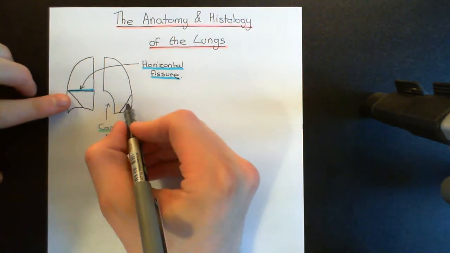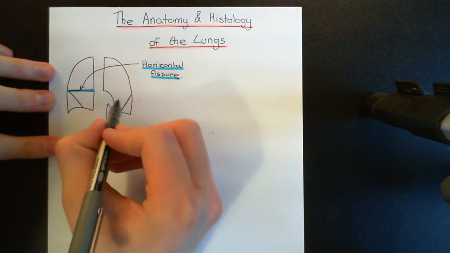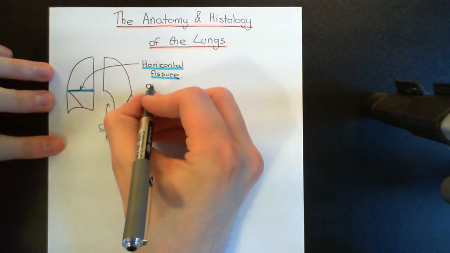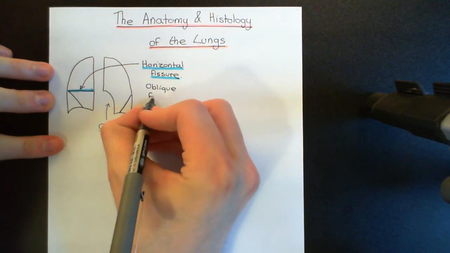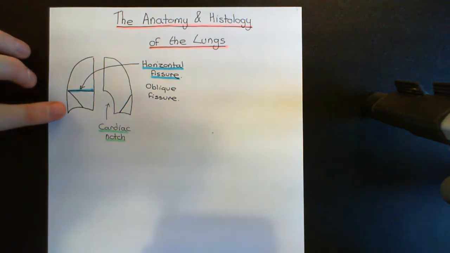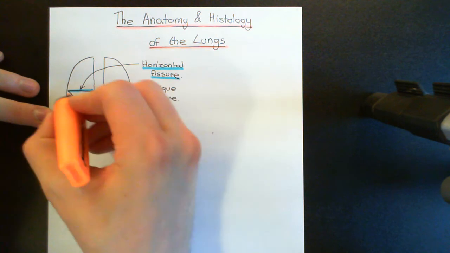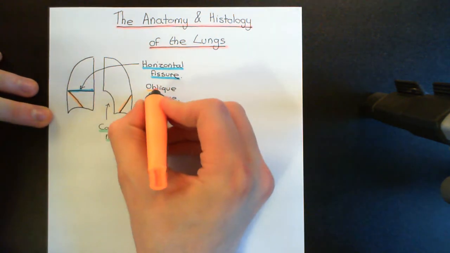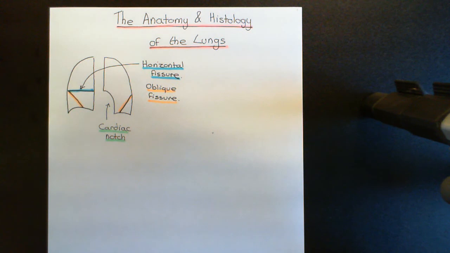Now, these two fissures are known as the oblique fissures. This, of course, is the oblique fissure of the right lung, and this is the oblique fissure of the left lung. So oblique is an old word effectively meaning diagonal. So these are the diagonal fissures effectively in the lungs. So you have an oblique fissure of the right lung and an oblique fissure of the left lung. I'll just colour these in orange here. So overall, the right lung has two fissures, the horizontal fissure and an oblique fissure, and the left lung just has one fissure, which is the oblique fissure.